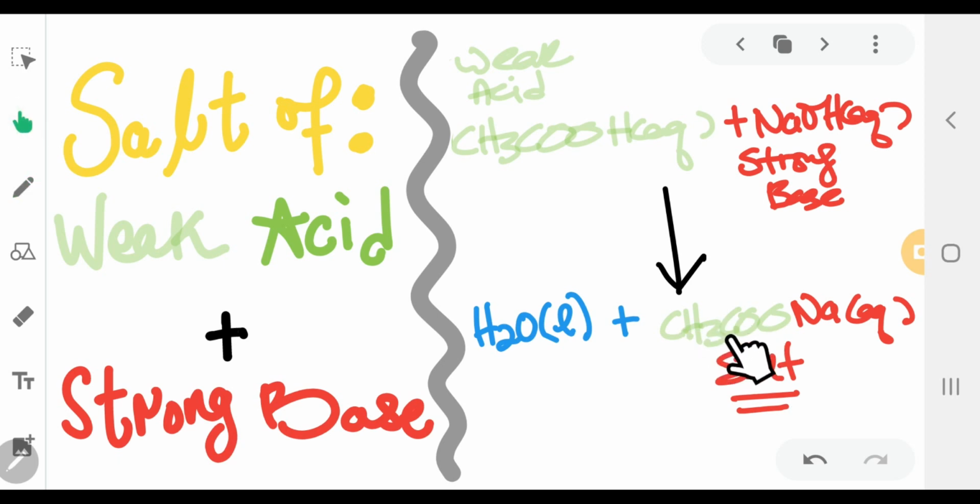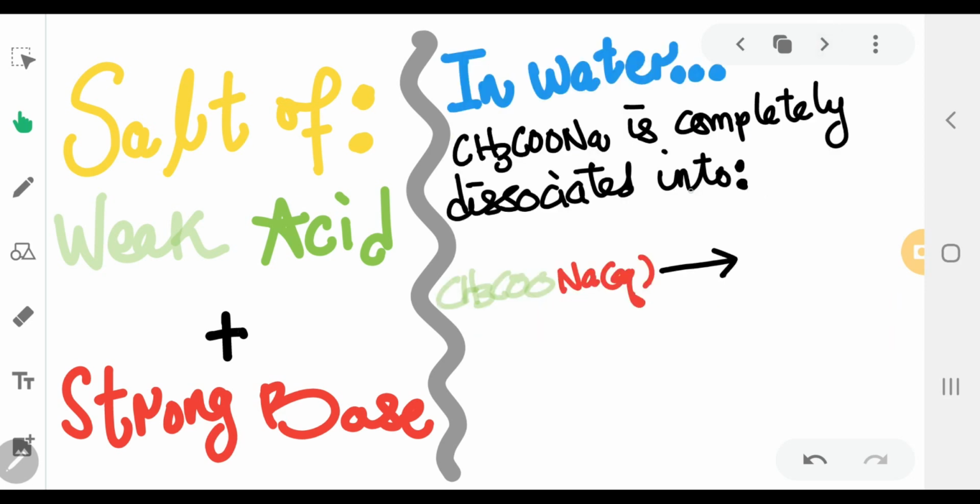This part of the salt came from the weak acid, and this part of the salt came from the strong base. Okay, so we have a water molecule over here being produced because the H and the OH will combine, forming the water molecule. So that is just some H2O. We're not going to be looking at that. We're just going to be looking at what will be happening to this salt right here. So in water, the CH3COONa is completely dissociated into cations and anions.